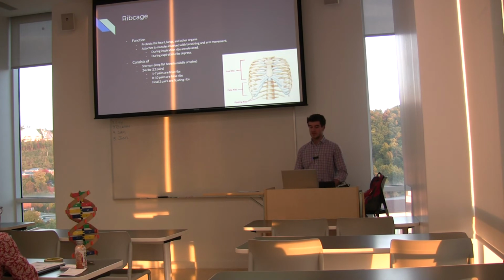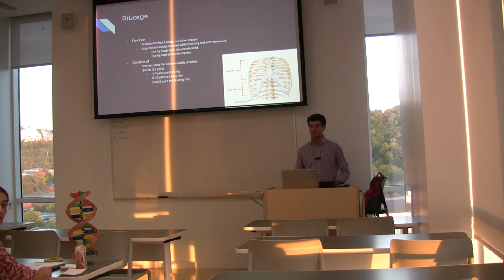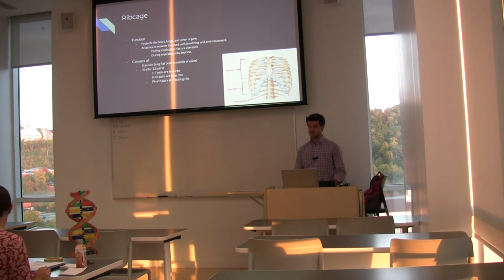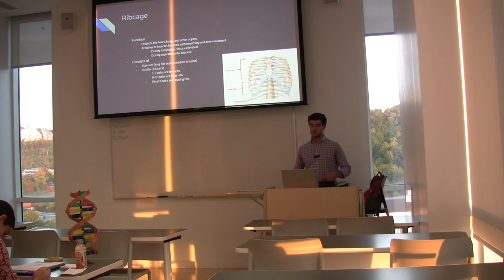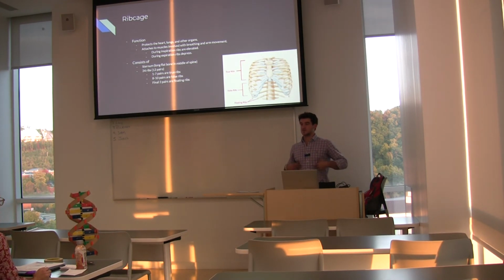So then we have the rib cage, which protects the heart, lungs, and other organs. It attaches to muscles involved with breathing and arm movement. We can all do this. Inspiration, if we take a big, deep breath, you'll see your ribs will actually elevate and move up. And during expiration, the ribs will then collapse and depress.